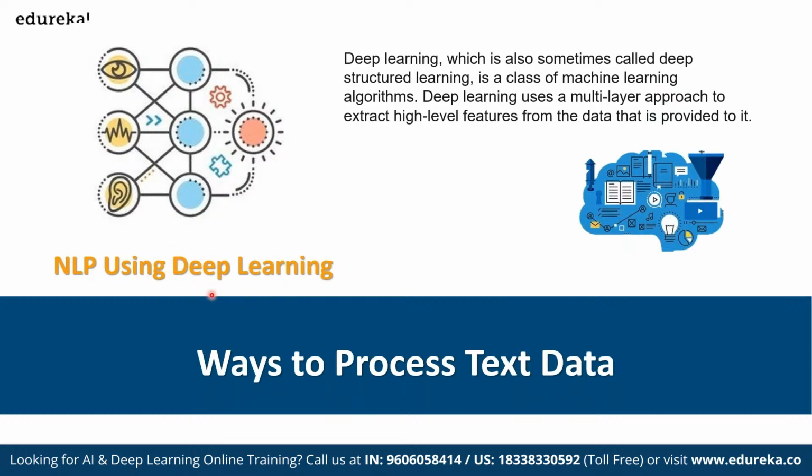Now, deep learning uses more sophisticated mathematical algorithms, as you are seeing here, and it can understand the high-level features from the data you are trying to communicate. Okay, so NLP can be processed two ways. One is using machine learning, and the other is using deep learning.